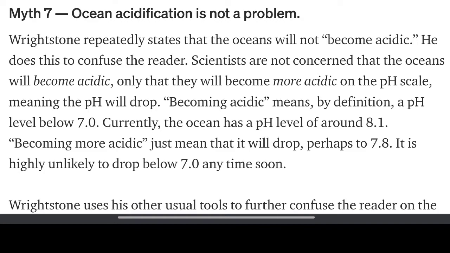Currently, the ocean has pH level of around 8.1. Becoming more acidic just means that it will drop perhaps to 7.8. It is highly unlikely to drop below 7 anytime soon. So these are things that we have to address. But he's saying himself here it's very unlikely that we'll hit 7 anytime soon. Anytime soon is not specified.